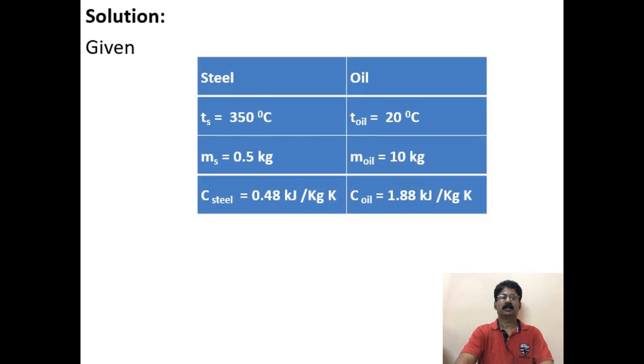So write a table for steel and oil. So steel temperature is 350, mass of steel is 0.5, Cp steel is 0.48, T oil is 20, mass of oil is 10 kg. See, ensure that both are in the same units. For example, mass, if it is given in grams for one of the substances, you have to convert that also into kgs. That is very, very important.